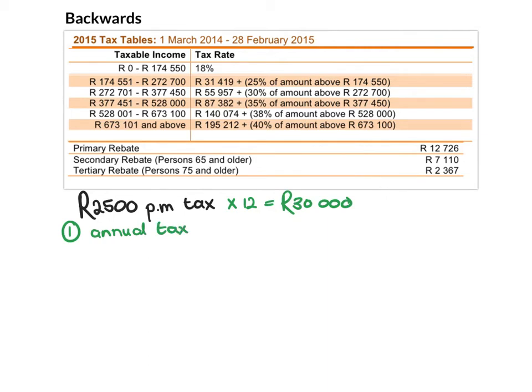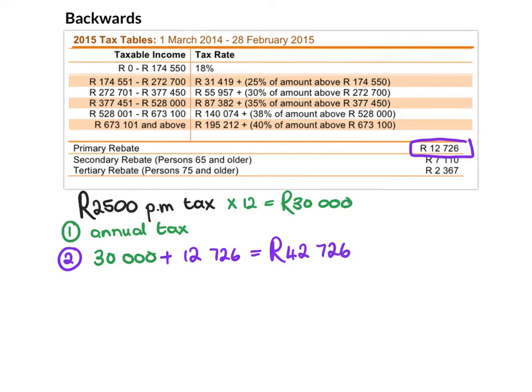But remember, this is the amount after the rebate has been subtracted. So in order to find out what it was before the rebate was subtracted, I need to add the rebates. Remember, when I work out what the tax is, I subtract the rebate because it makes it less. But when I have the tax and I want to find out what the salary was, I'm doing everything in reverse. That's the reason why I'm adding the rebate onto the tax. So if I say 30,000 Rand, I'm now adding the rebate of 12,726, and that gives me an amount of 42,726.